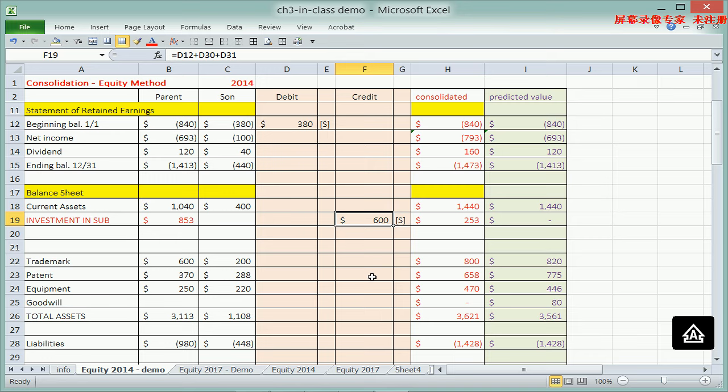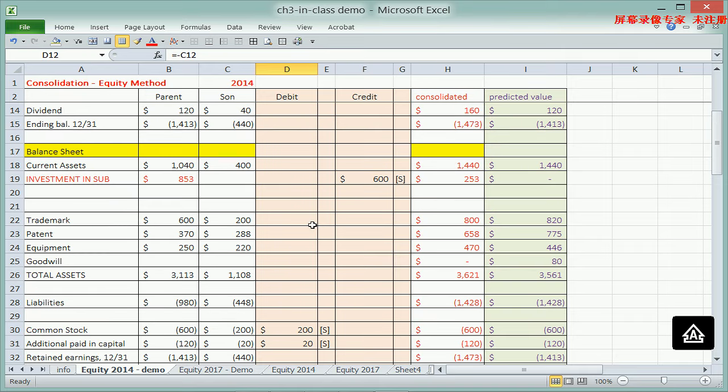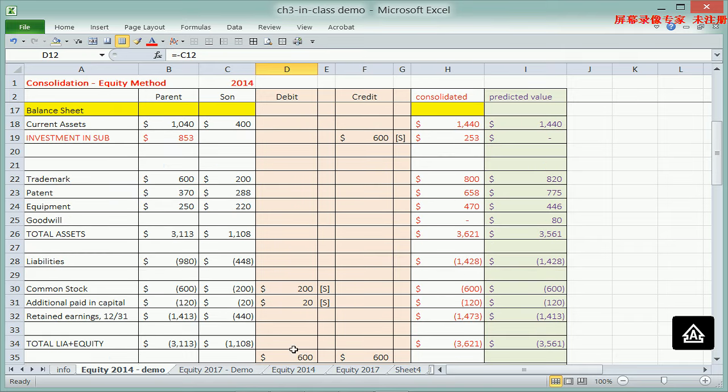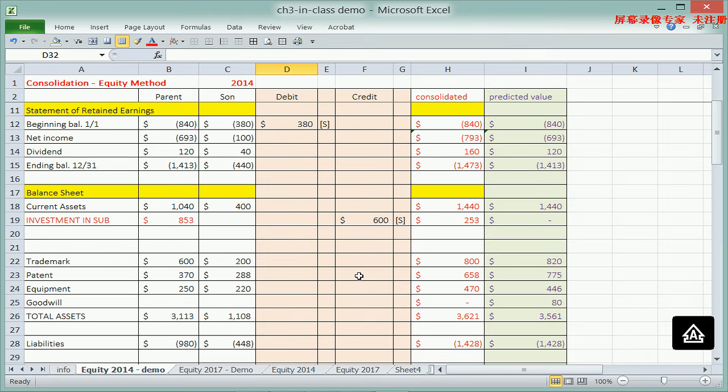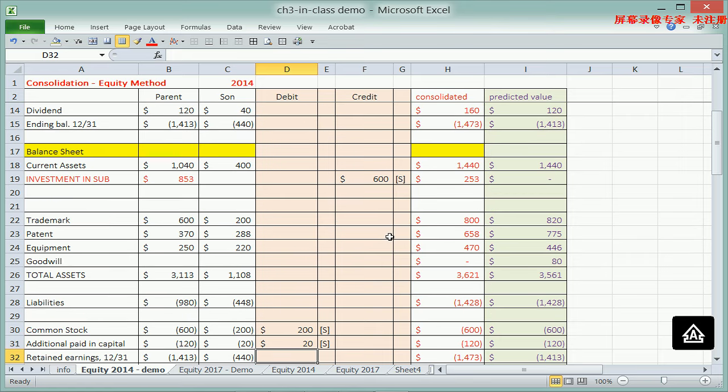I want to point out here that we are now eliminating the beginning balance of the retained earnings rather than the ending balance, just as what we did when we do consolidation at the date of acquisition. Remember in chapter 2, at the date of acquisition, we are eliminating the ending balance of the retained earnings. I don't want to expand the discussion here, but I just want to point out the difference. If you have questions, you're welcome to ask me separately. So that's the S entry.